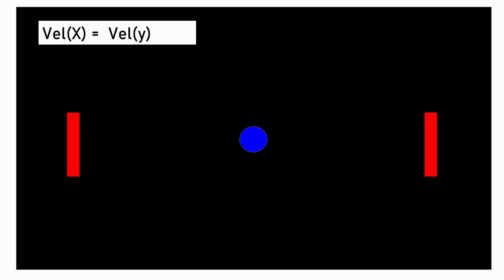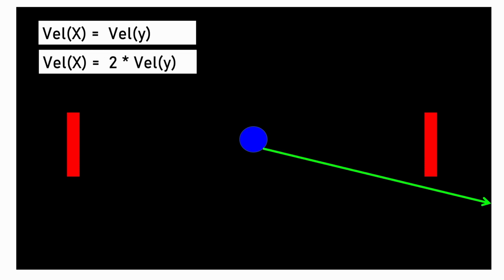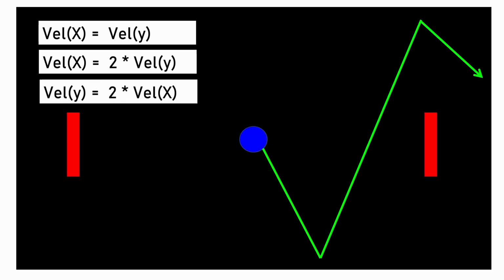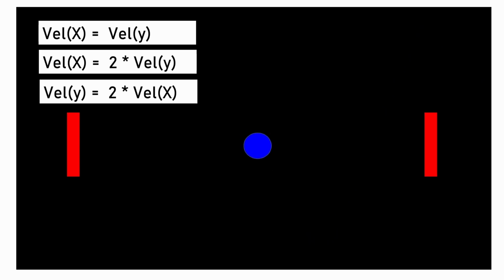Now this time, let's say I'm going to add in another statement. Let's say I'm going to keep velocity in terms of x to be 2 times velocity y, and then we would get an angle like this, so the ball would move in this direction. Now again, I will add in another statement, and this time I will keep velocity y to be 2 times velocity x, and we would end up with an angle like this, which is again indicated by this green line. Now the ball would make the movement like this.